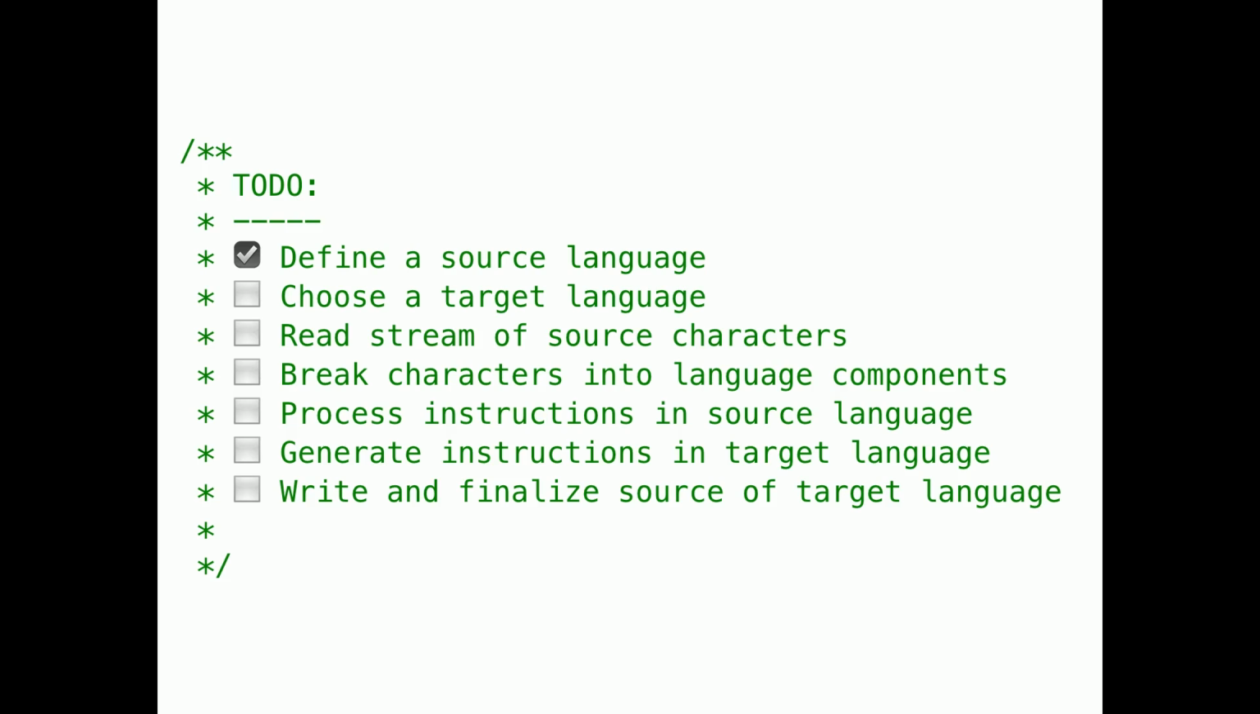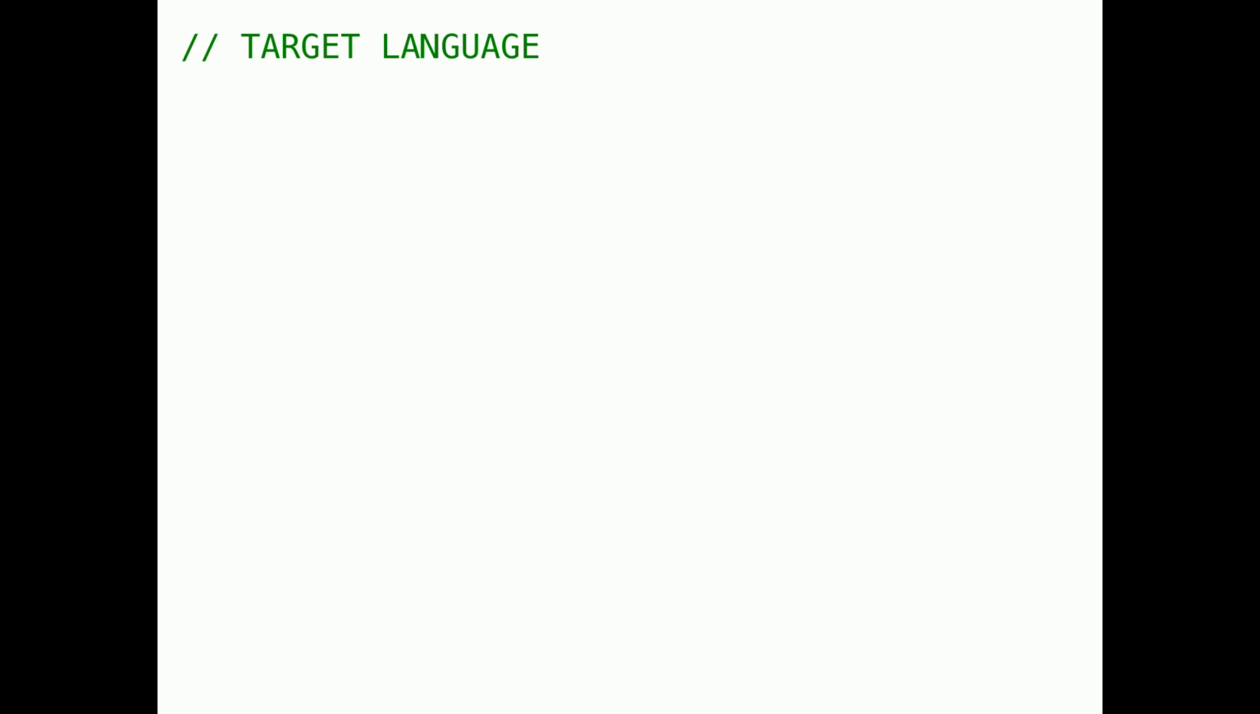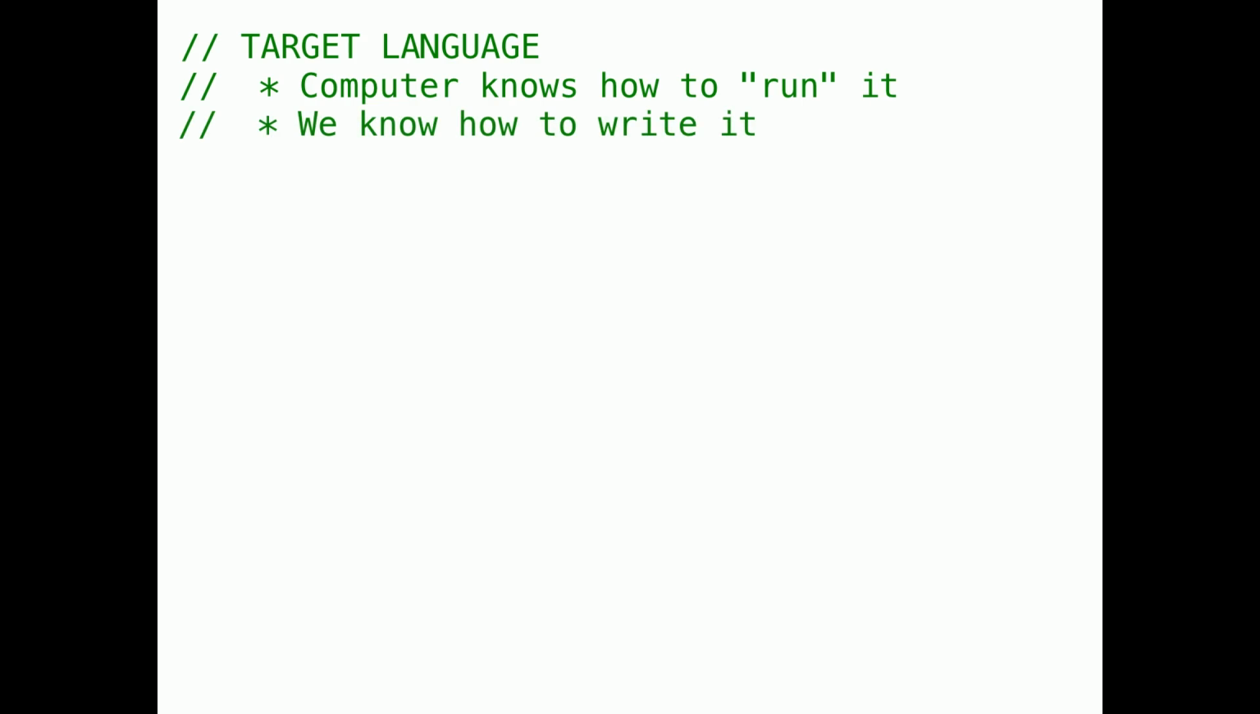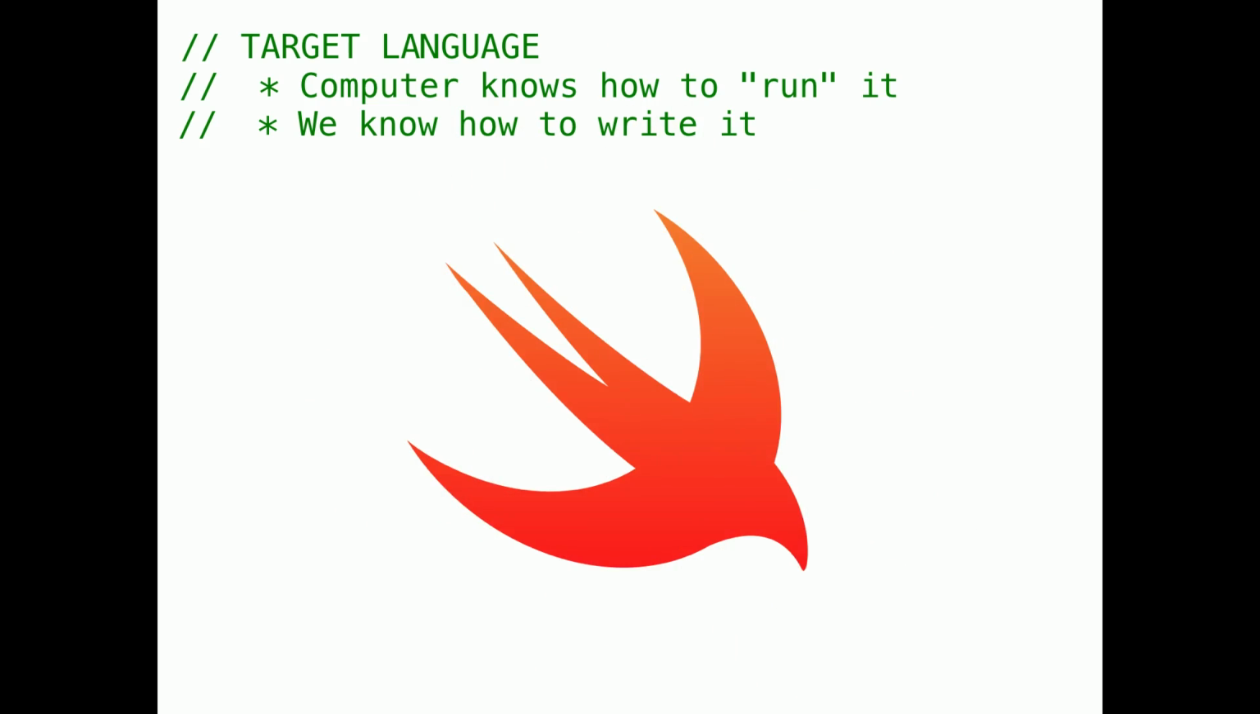So we've gone ahead and we've completed our first step, which is defining our source language. Now we have to choose a target language. When we talked about the target language before, there was one requirement that we mentioned, which is that the computer needs to know how to run it. But there's actually another requirement implicit in here, which is that we need to know how to write it, and that's because we're going to be creating the compiler that emits code in this language. So what's a language that the computer knows how to run already, and that we all know how to write? There's an obvious choice here, and it's Swift. And that's the language we're going to use.